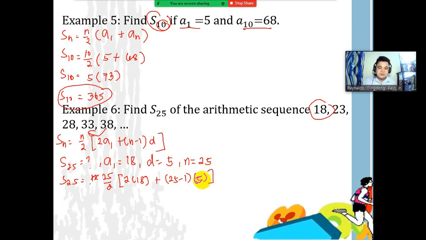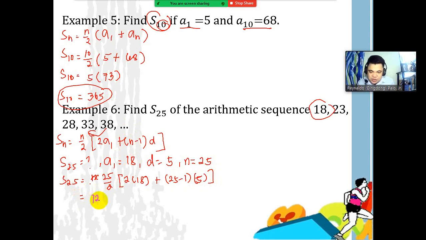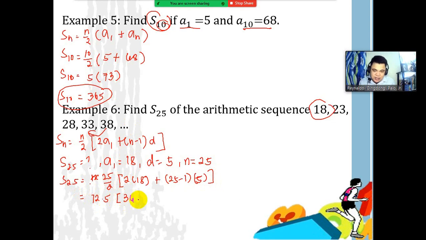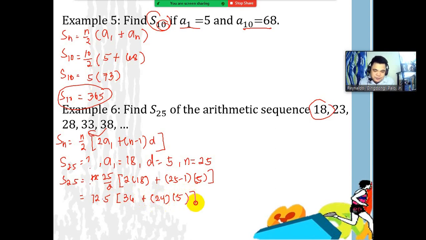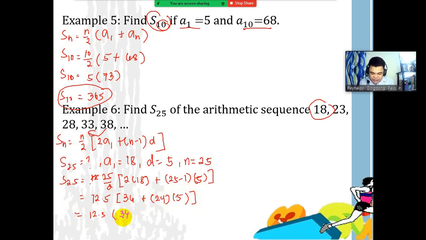Then the next thing is we will follow PEMDAS in solving for this. We will simplify everything inside the grouping symbols. Okay, so equals 25 over 2 is 12.5. You can already simplify that. Times 2 times 18 is 36, plus 25 minus 1 is 24 times the common difference of 5. Then simplify 12.5 times 36 plus 24 times 5 is 120.